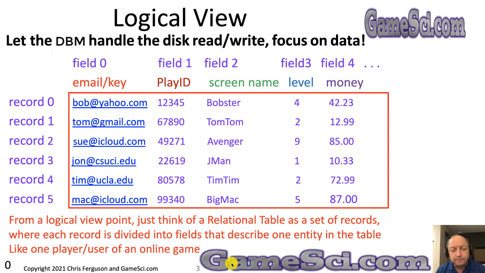From a logical viewpoint, just think of a relational table as a set of records, where each record is divided into fields that describe one entity in the table, like one player/user of an online video game. So here in record 0 is bob@yahoo.com, and this information in that record describes the player Bob. At record 2, we have Sue at iCloud.com, and the information in these fields describes Sue. And so on down the line. In record 5 is Mac at iCloud, and this is Mac's player ID, and this is Mac's screen name, and Mac is at level 5, and Mac has $87 of money. One record represents one player in our video game user database.